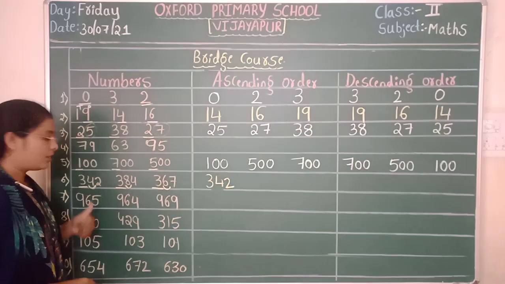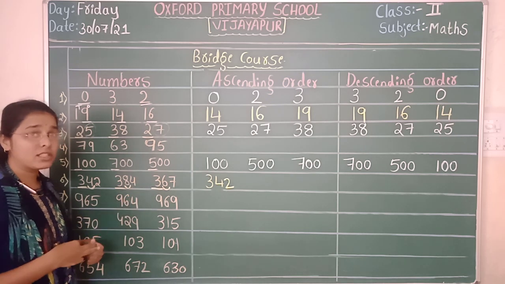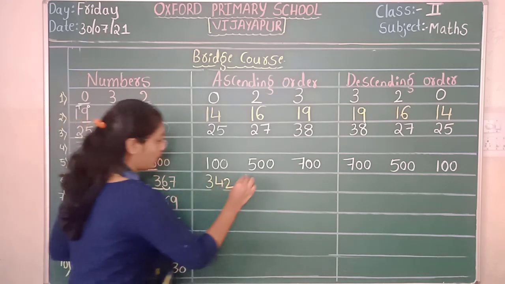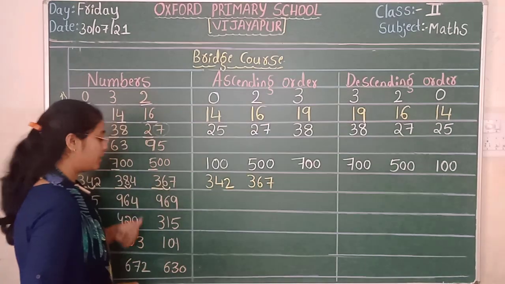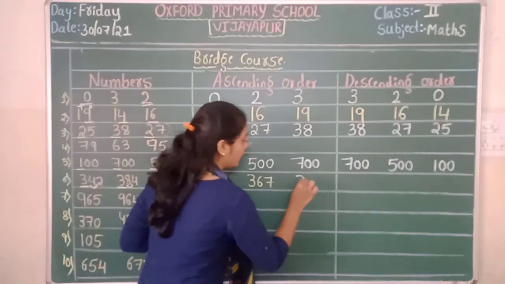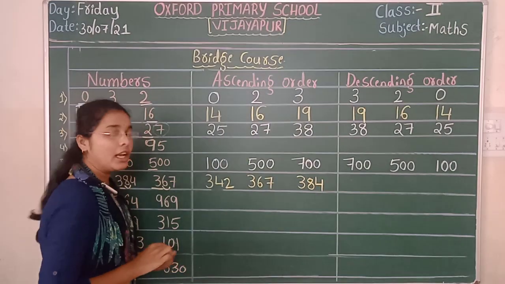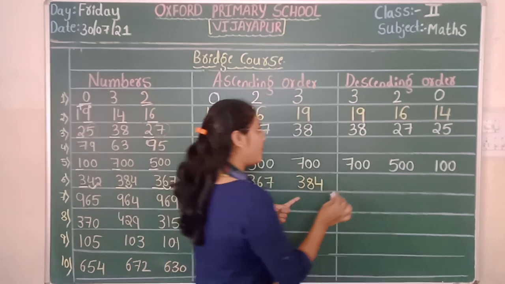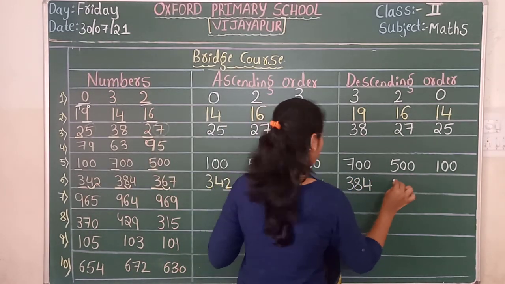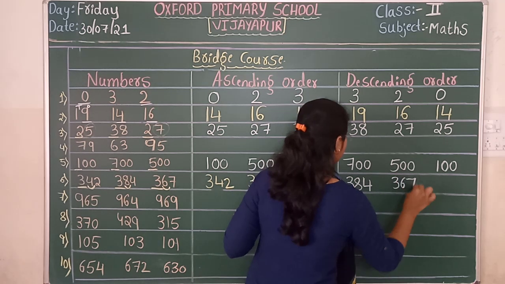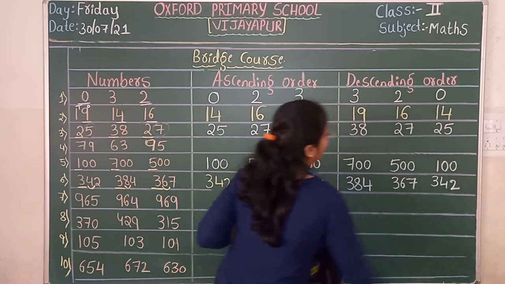So you will write 342. Okay. Next 8 and 6. In these both, which is the smallest one? 6 is the smaller one. Write 367. At last, the remaining one with 9. 384. Okay. Now we will rearrange in descending. Bigger number at first. Smaller. Still smaller. Okay. This is our descending order.